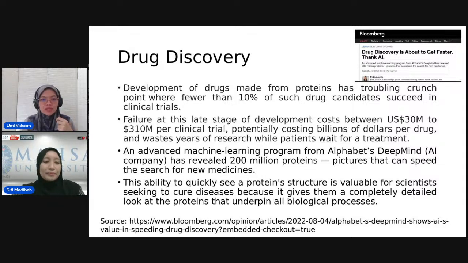So an advancement in machine learning by a company called DeepMind has revealed 200 million proteins. This can really help speed up the search for new medicine. The ability to quickly see a protein structure is valuable for scientists seeking to cure disease because it gives them a completely detailed look at the proteins that underpin all biological processes. So this protein prediction machine learning developed by DeepMind helped drug discovery.